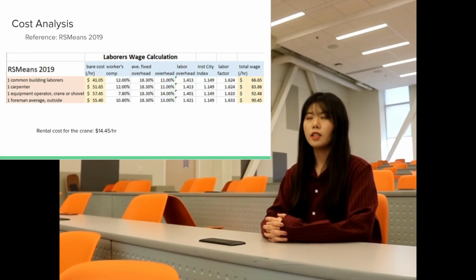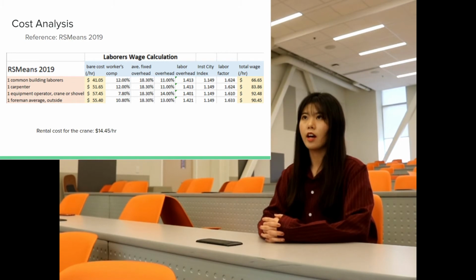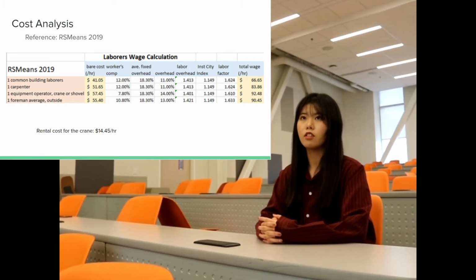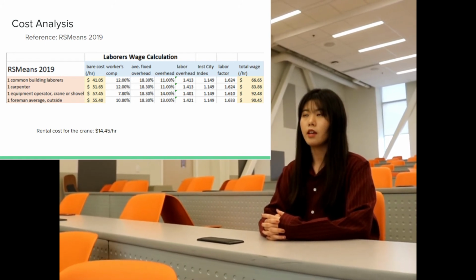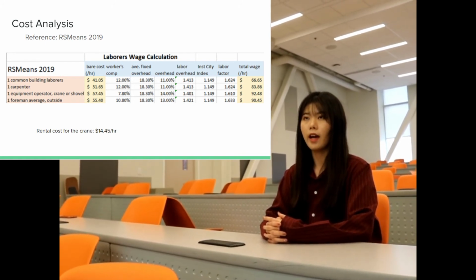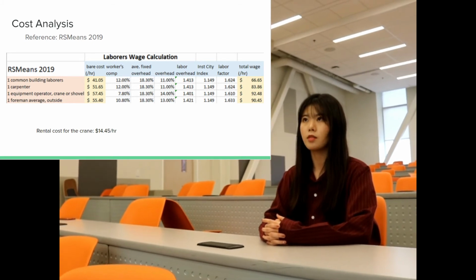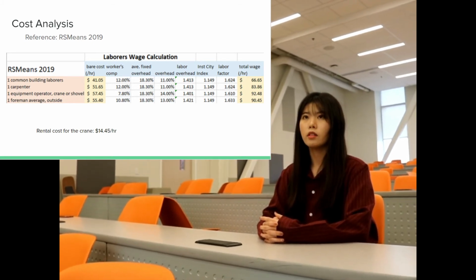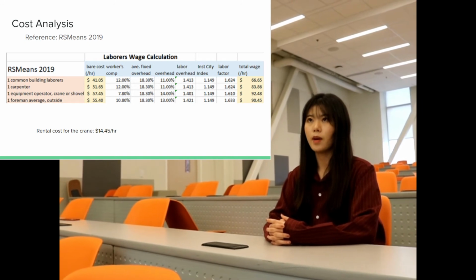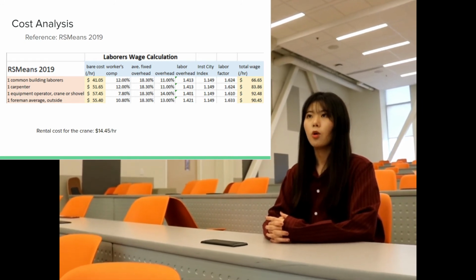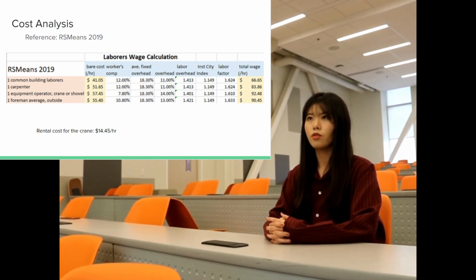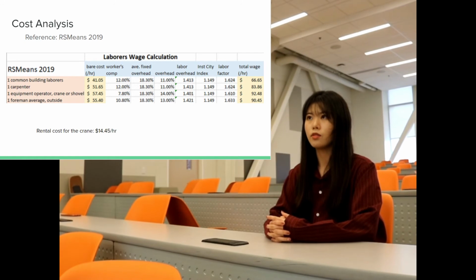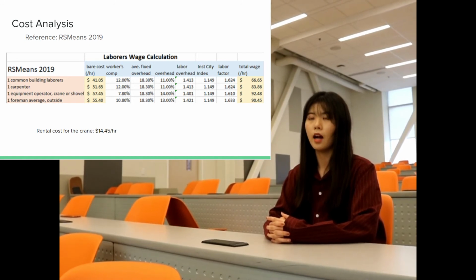same output. For the cost analysis, the wages for each kind of worker have taken several factors into consideration. The bare cost, workers' compensation rates, average fixed overhead, and overhead are checked at the back page of RSMeans 2019, while the city cost index is checked at page 782. We take the bare rental cost for the only equipment. The rental cost for a crane with 3-ton capacity is $14.45 per hour.